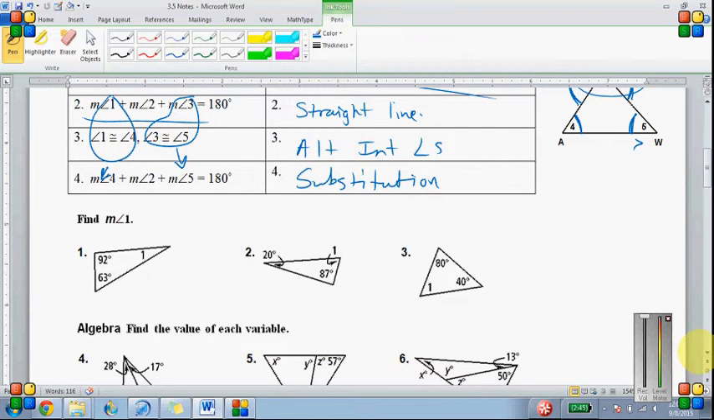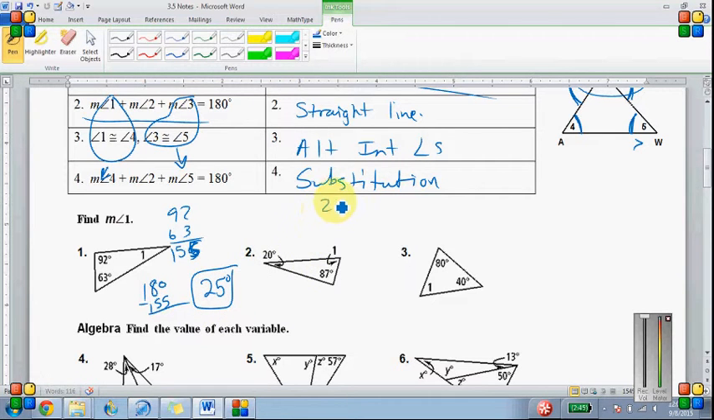Alright, so now let's practice. If I want to find the measure of angle 1, I know that these three angles have to add up to 180, so I add 92 and 63 together. I get 155. So when I subtract that from my 180 total, I would be left with 25 degrees for angle 1.